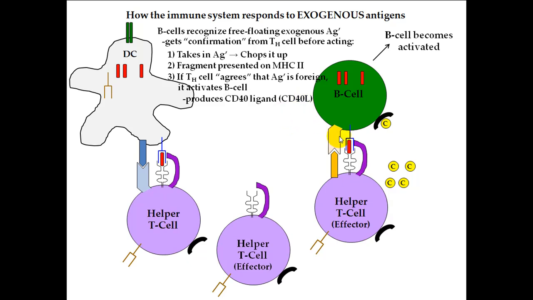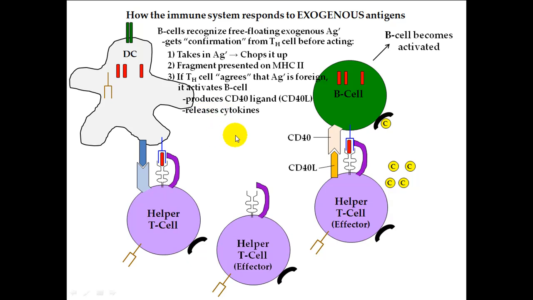To relate that to this picture again, this peach molecule that you find on the B cell is called CD40. This molecule that the helper T cell produces, if it agrees that this is in fact a foreign molecule, is called the ligand for CD40, or CD40L. In addition to producing that CD40 ligand, if that helper T cell recognizes this as a foreign molecule, it also produces cytokines to activate the B cell. So we'll jot that down here.